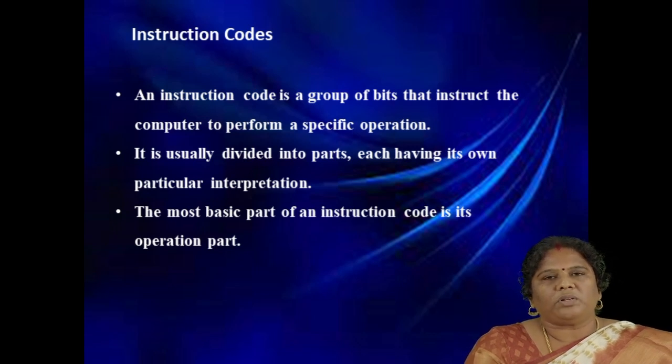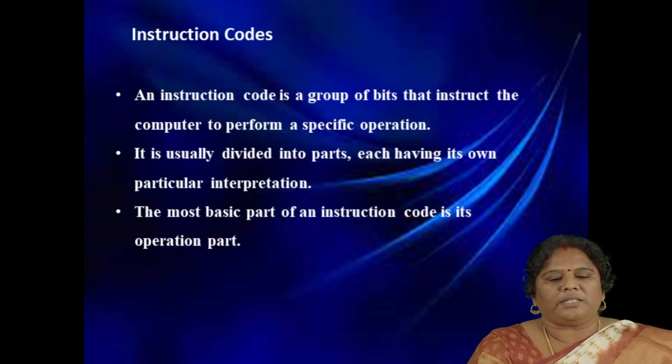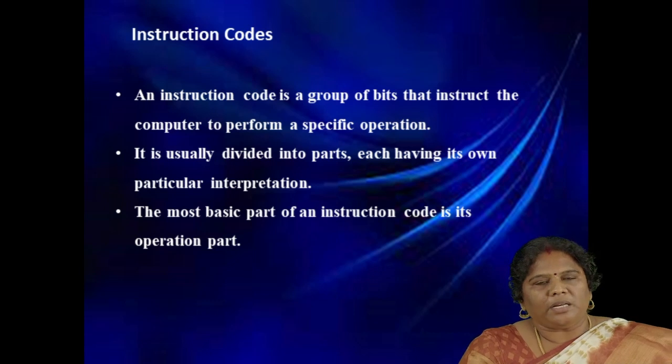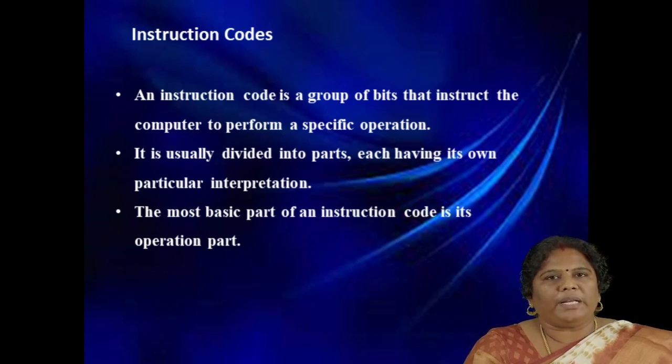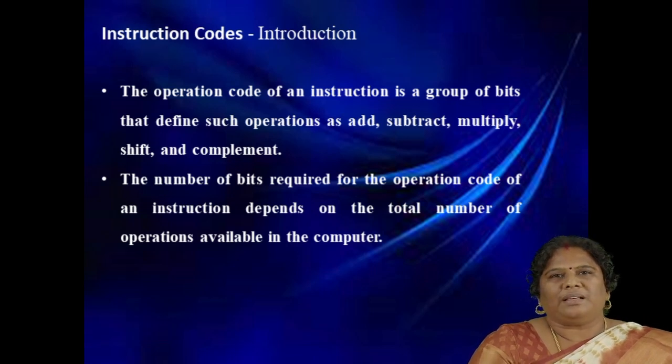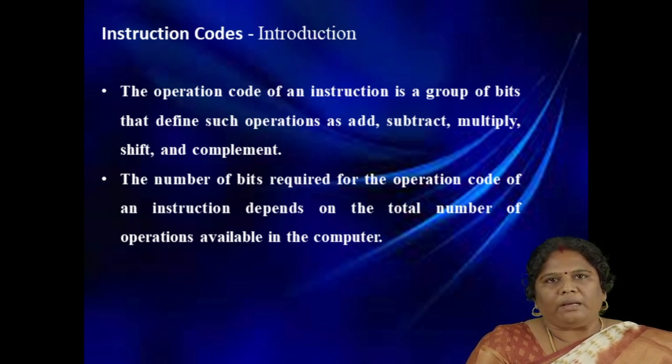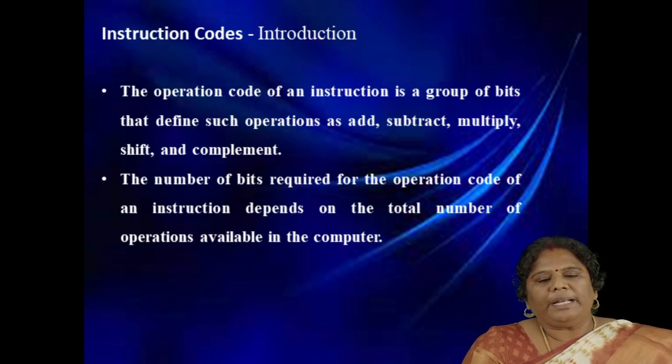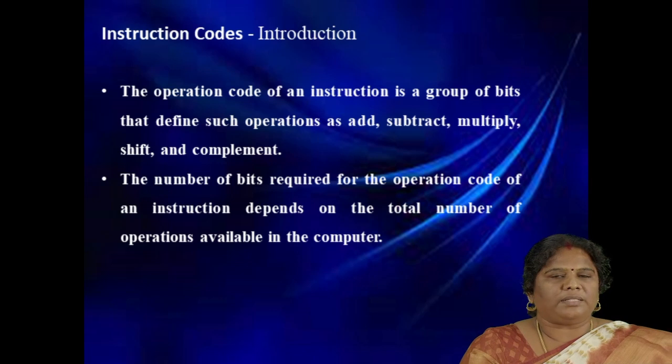The basic part of this instruction is the operation part. The operation part specifies what type of operation the instruction performs. The operation code of the instruction is a group of bits. Already I told you this is a binary code, so it is stored as a group of bits and defines the operations. What type of operations can be performed?